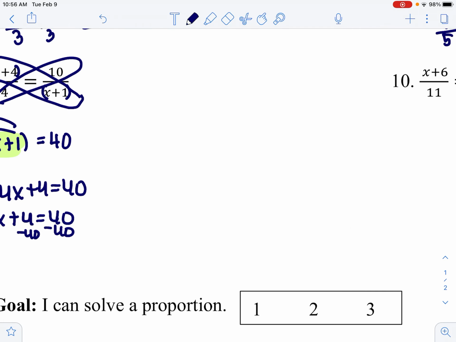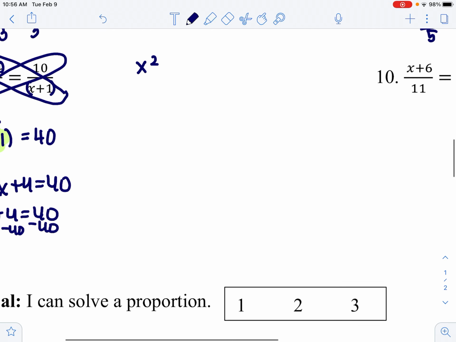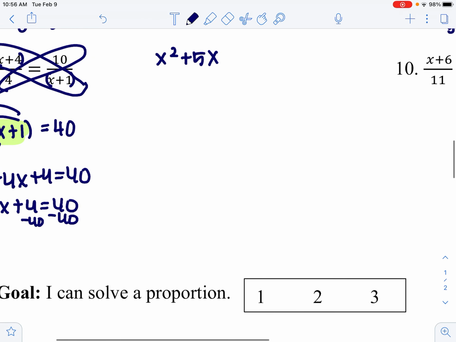So now I have, I'm just going to write it over here since there's plenty of room, x squared plus 5x. And then I have a 4 minus 40, which is minus 36, equals 0. So now I can try to factor it since it's equal to 0. If I can't factor it, then I move on to the quadratic formula. Look for GCF. There's nothing in common. So I'm going to use my organizational x here and hopefully come up with my two factors.